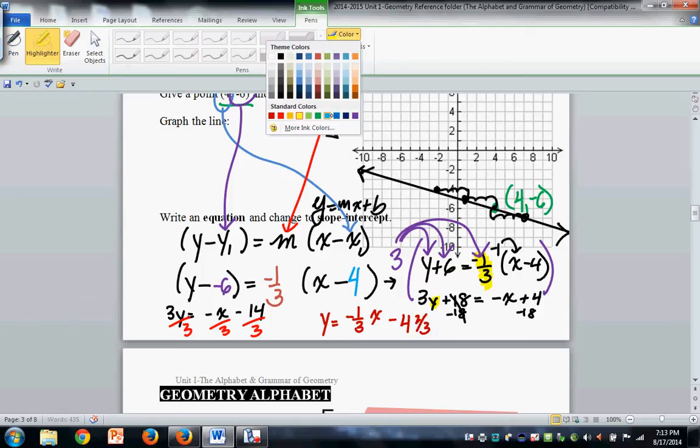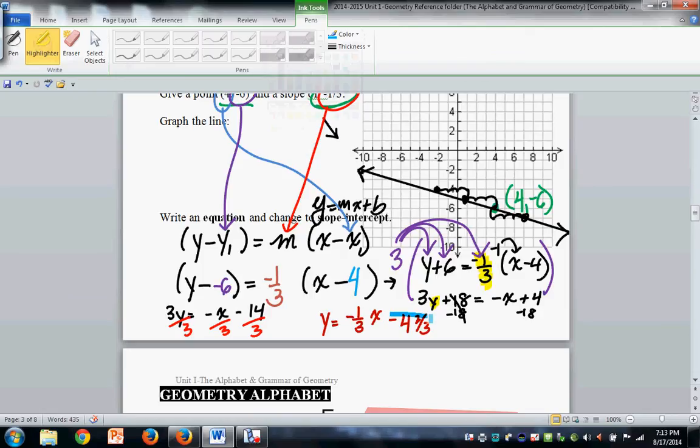Now I know you don't like fractions, you might think you're wrong, but let's look really carefully at our graph. Negative 4 2/3 is right there. That's exactly where the line crosses. And then our slope, we already know, is negative 1/3, so it's down 1/3. It's right there.